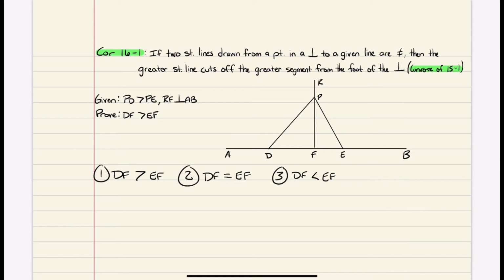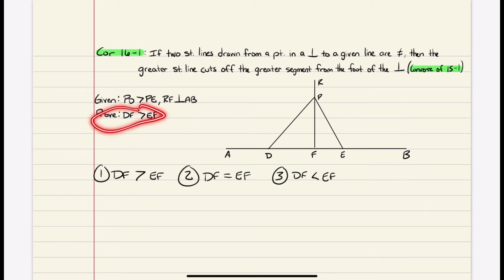Okay, so corollary 16 is the converse of corollary 15.1. I'm sorry, corollary 16.1 is the converse of corollary 15.1. Very similar. And so let's just really dive quickly into it. We're not going to do a direct formal proof. We're going to do more of an indirect proof.